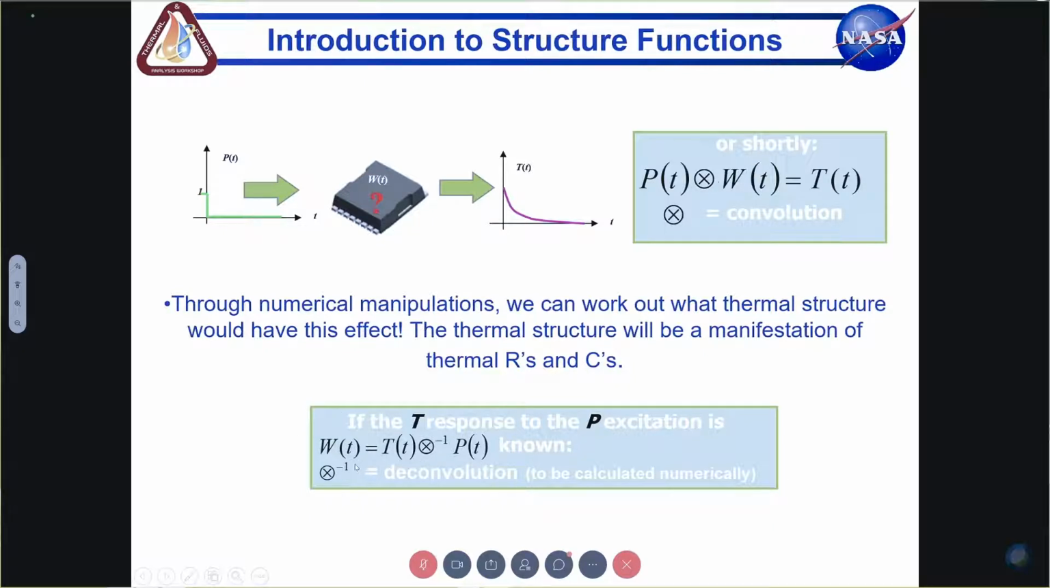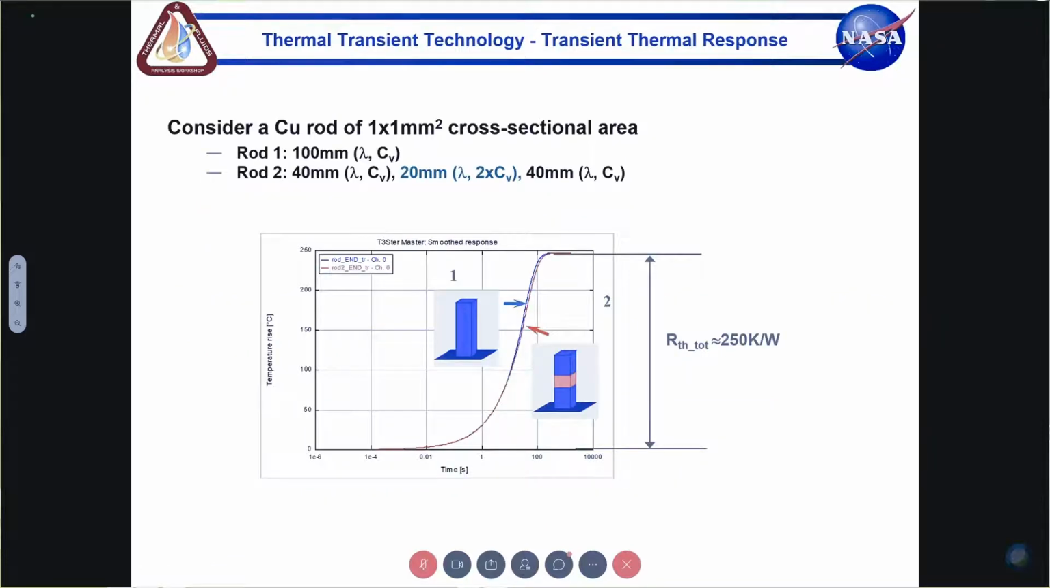In our case, we don't have that weight function ready. We have an unknown component. So we take a unit power step as an input, well-known input, and we measure its response, the unit power step response function. And if we inverse the convolution, so we do a function called the deconvolution, we can actually analytically calculate the weight function of the system. We can understand what the system is in terms of thermal R's and C's, which gives a certain output for a given power step input.